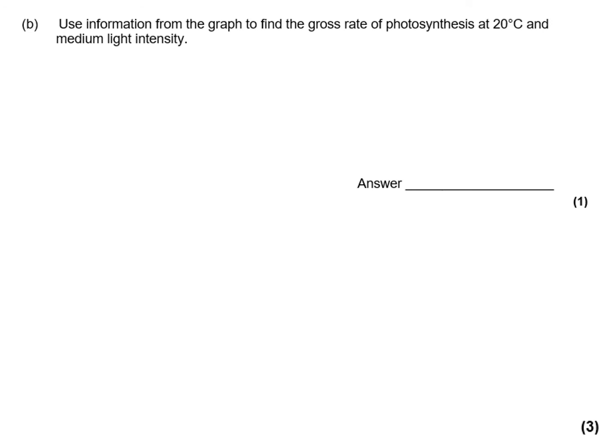Now use the information from the graph to find the gross rate of photosynthesis at 20 degrees C and medium light intensity. So definitely we're going to highlight and circle gross, that means total. And 20 degrees C and medium light are also very, very important. So gross rate is basically the total rate of photosynthesis.